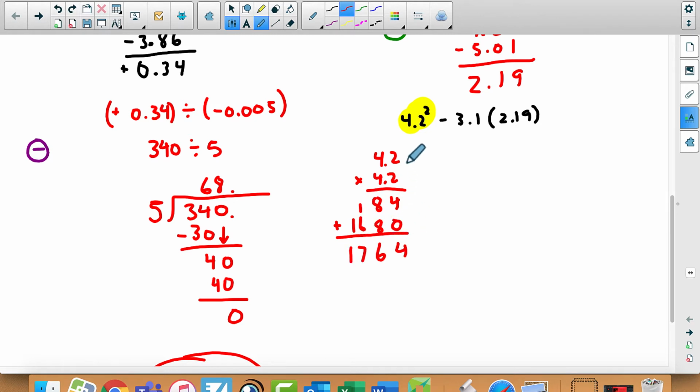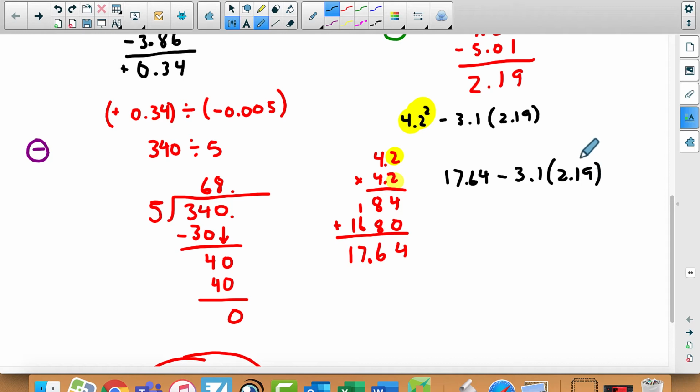Where do we put the decimal? Remember, we have two numbers after the decimal points here, so we have to have two numbers after the decimal points in our answer. So we should put it right there. There's our two numbers after the decimal points. And did I say? Well, this was a positive times a positive, so obviously it's going to be positive. So this is positive 17.64. Let me rewrite it again. Instead of the highlighted bit, I just got 17.64 minus 3.1 bracket 2.19.